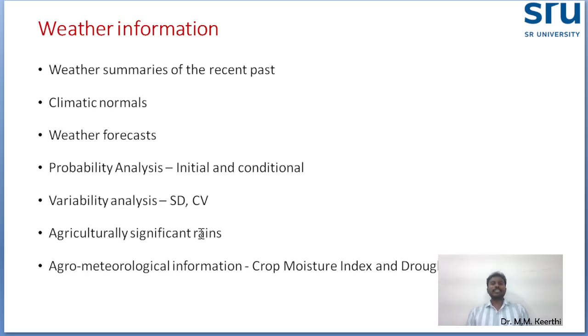And variability analysis is there: standard deviation and coefficient of variation. Significant rains should be there, and agrometeorological information including crop moisture index and drought severity index. These are all the details needed for agro advisory preparation under the category of weather information.